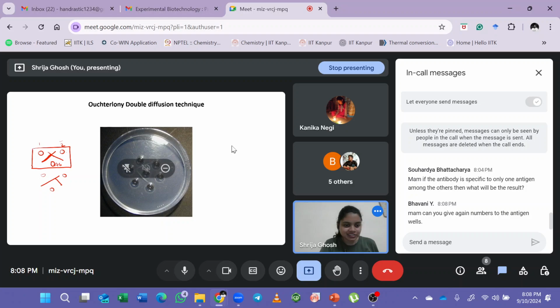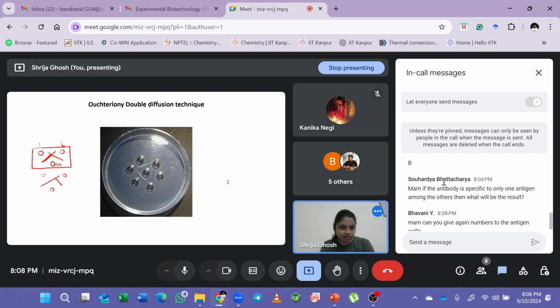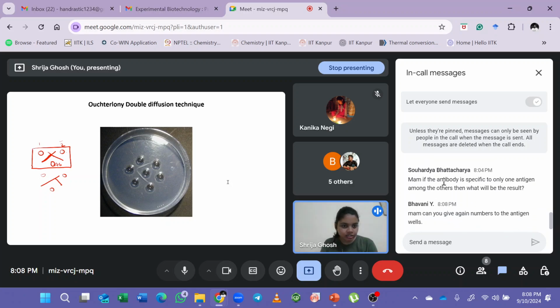Okay, we have certain things in the chat box also. If the antibody is specific to only one antigen among the others, then what will be the result? There will be just one straight line. I've just told you. I think now it is clear.